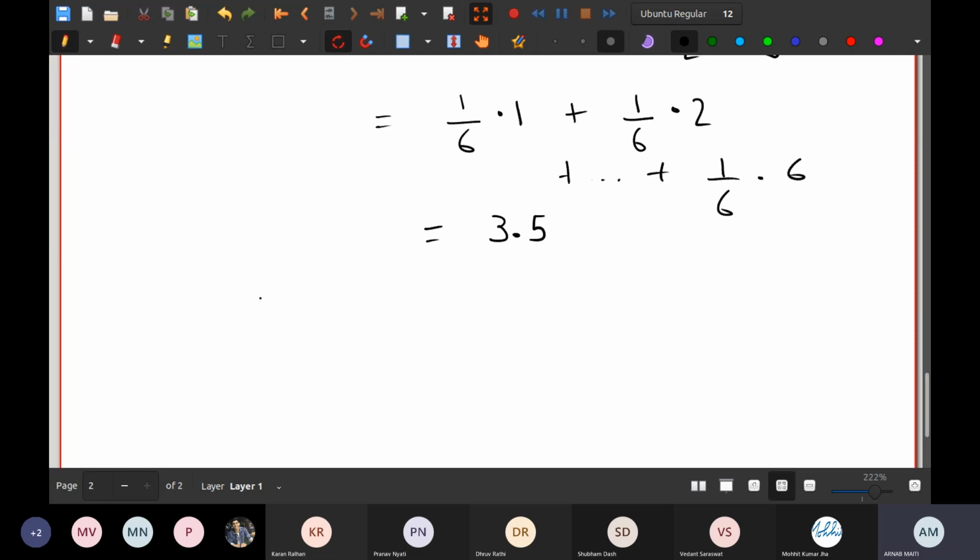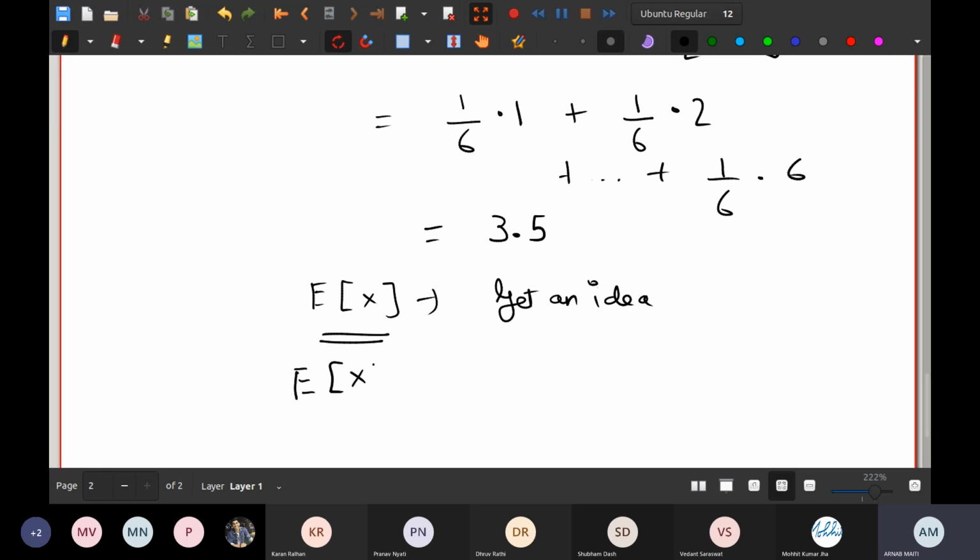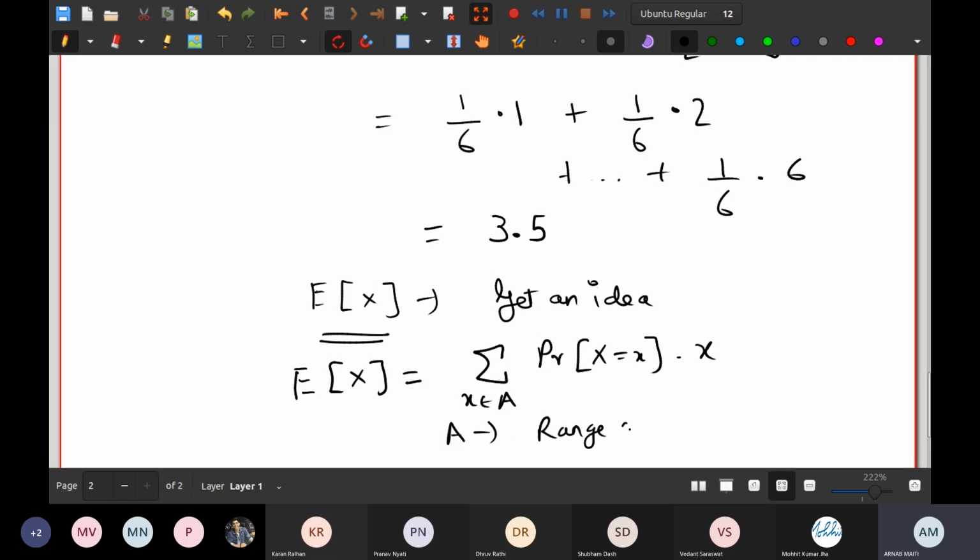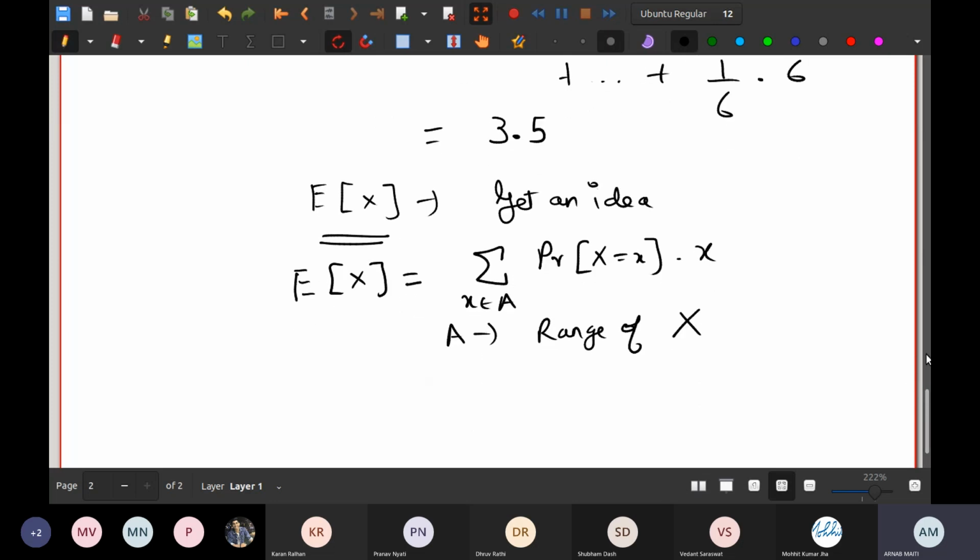But I hope through this you get an idea what expectation of X means. I hope the definition is clear. I'll rewrite it again. Expectation of X is the sum of probability that X is equal to x times x, where A is the range of X. I hope it's clear. Does anyone have any doubt in this expectation definition?